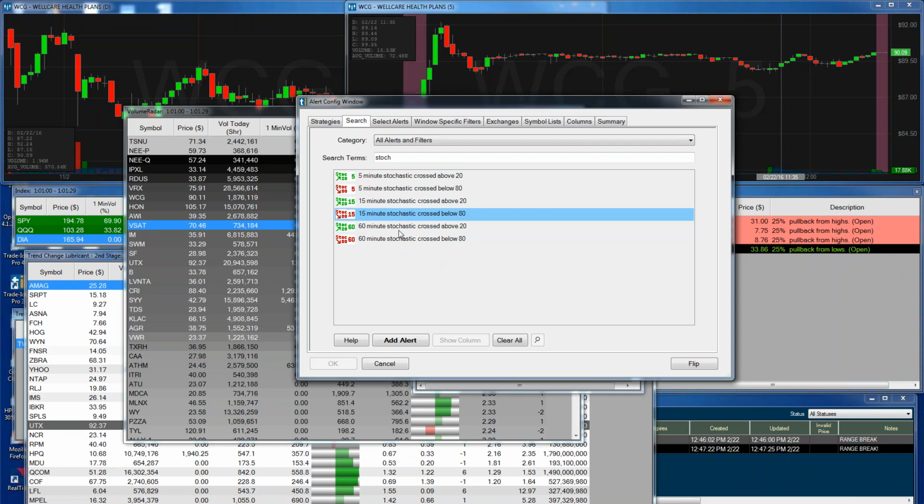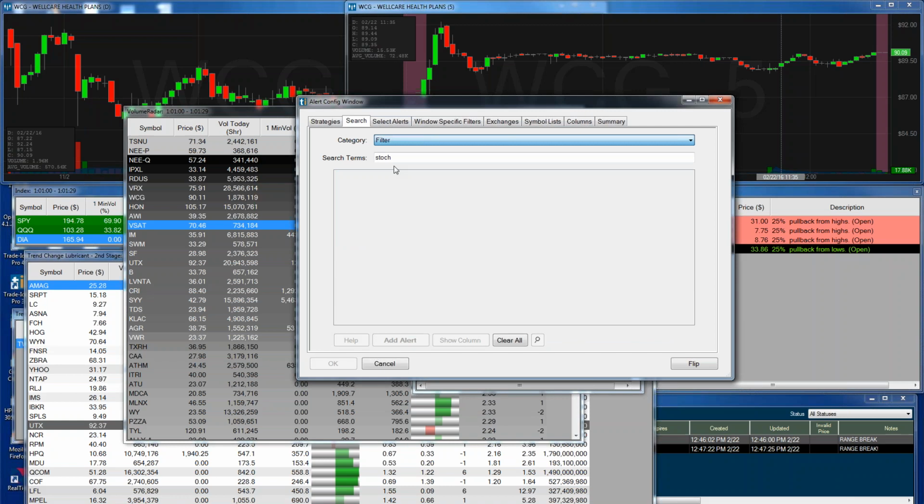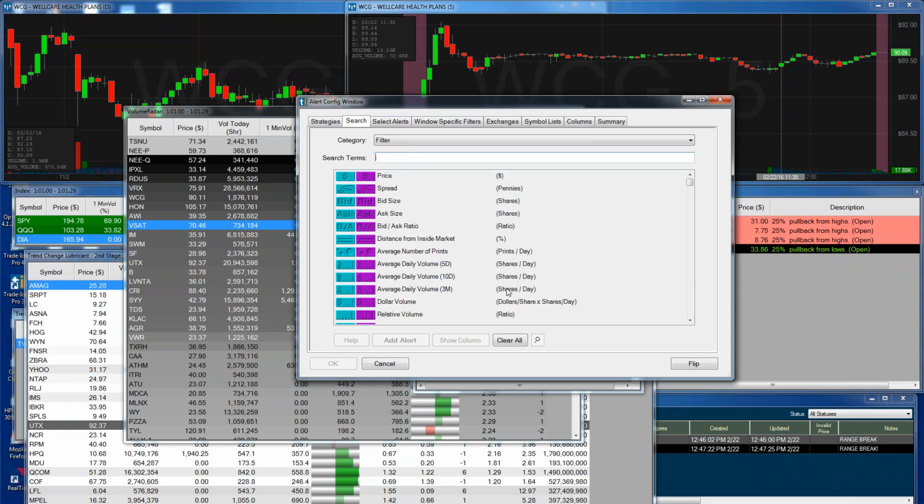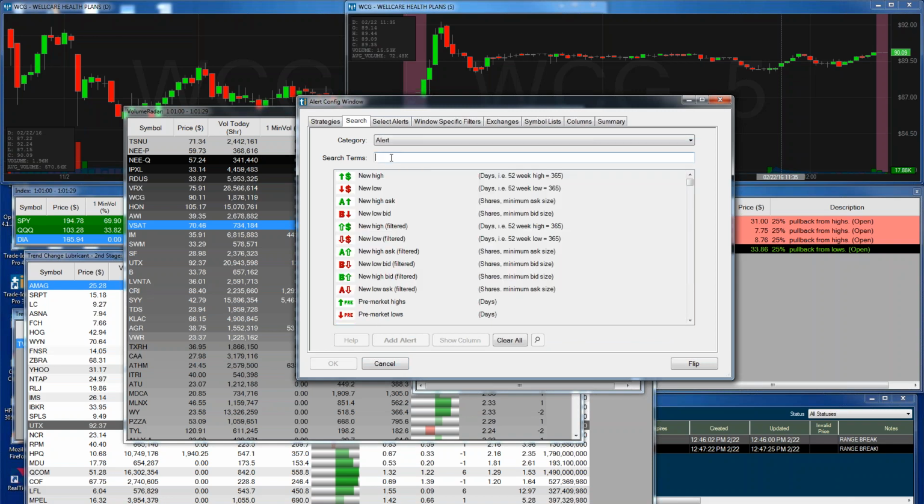Right. So we are limited on stochastics. They only exist in these alert forms. We don't currently have any filters for stochastics. I'm pretty sure. Let me double check. Yeah, I didn't think they snuck anything in on me. So yeah, pretty limited as far as stochastics go. Only have those in the alert form currently.